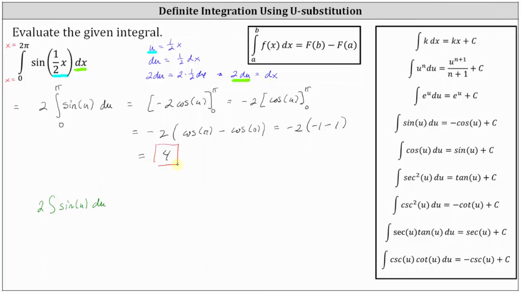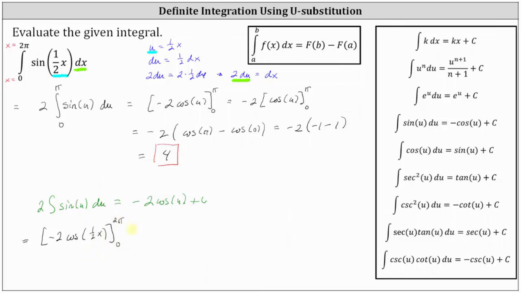But again, for this example, I also want to show how we could have determined the antiderivative in terms of x and use the limits of integration from 0 to 2 pi. So if we go back to the indefinite integral written in terms of u, 2 times the integral of sine u du, we already know from above, is equal to negative 2 cosine u plus c, which means the antiderivative in terms of x would be negative 2 cosine of 1/2 x. And here, because we have the antiderivative with respect to x, we would evaluate this using the original limits of integration, which are from 0 to 2 pi.